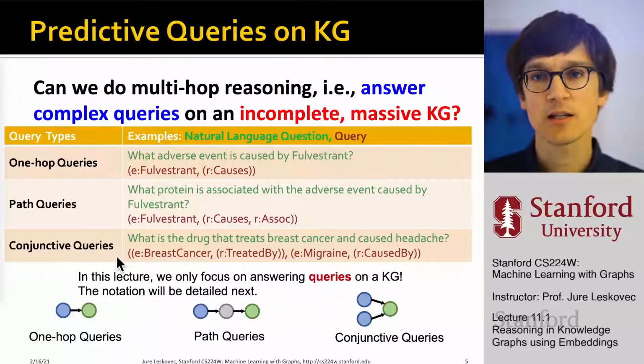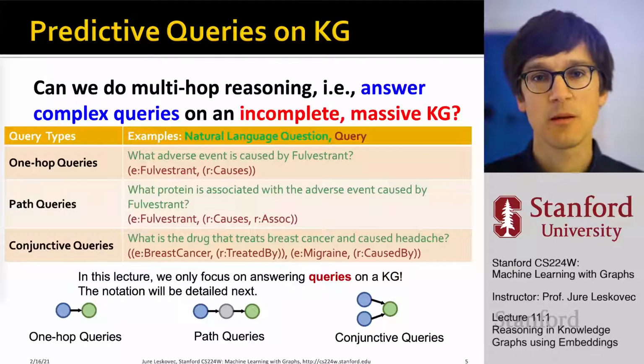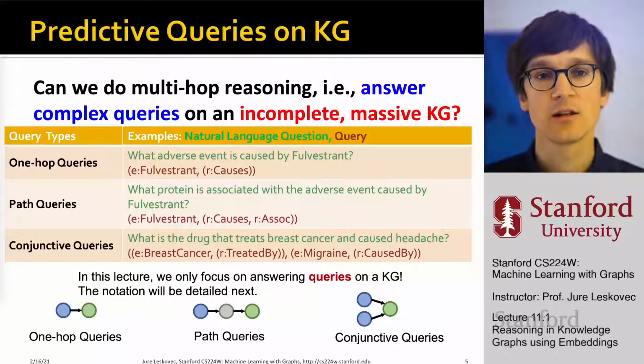And then we can also ask more complex queries where we can also have various logical relations between them. For example, I could ask, what is the drug that treats breast cancer and causes headache? So I start with the entity breast cancer and say treated by, so these are now the drugs that treat breast cancer, and I also want to take migraine and say what are the drugs that cause migraine, and then whatever drug does both, that's the answer to my question.